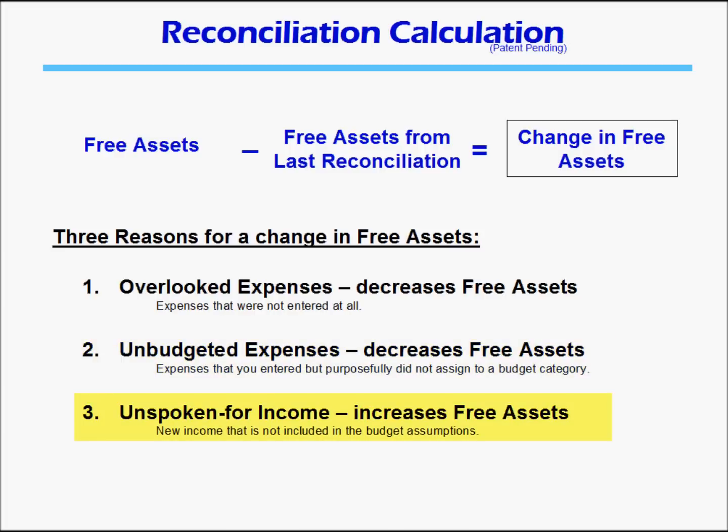Third is unspoken for income. This is new income that has not been included in your budget assumptions. It is either income from a source that is not one of your automatically allocated income sources, or it is income from your standard income source that is in excess of the normal allocation. For example, if you normally assume $1,000 per month in income, and this month you received $1,100, then your unspoken for income would be $100. Unspoken for income will increase free assets.